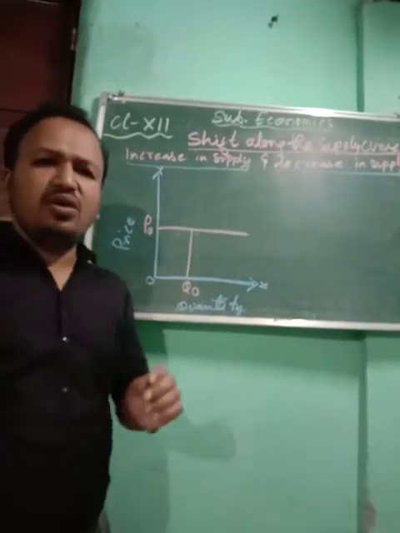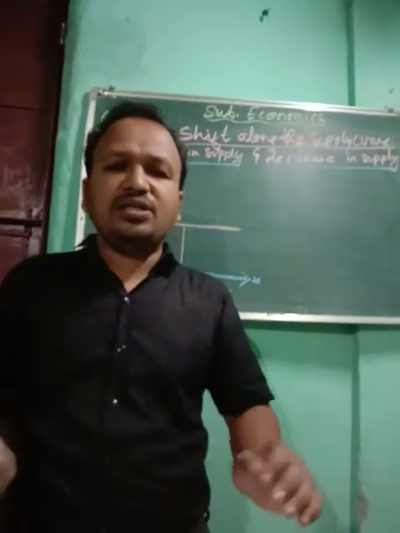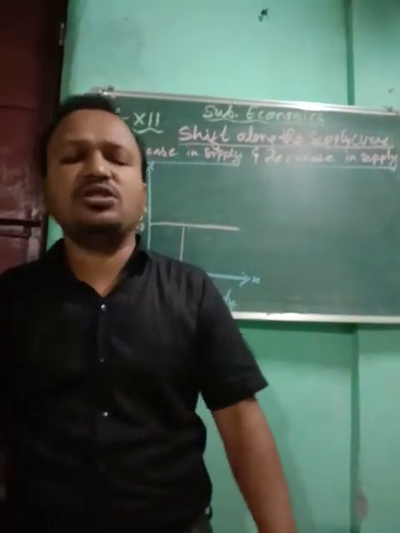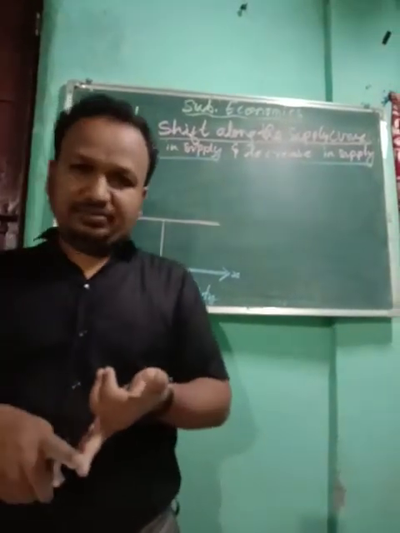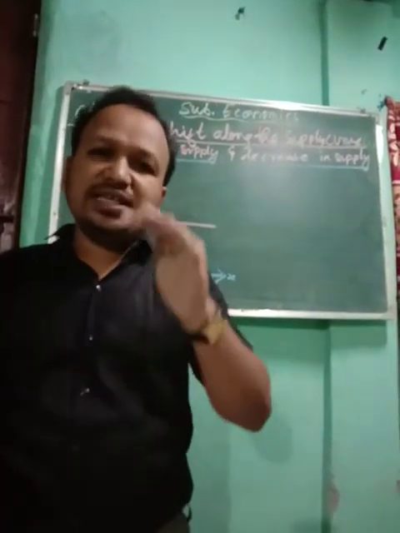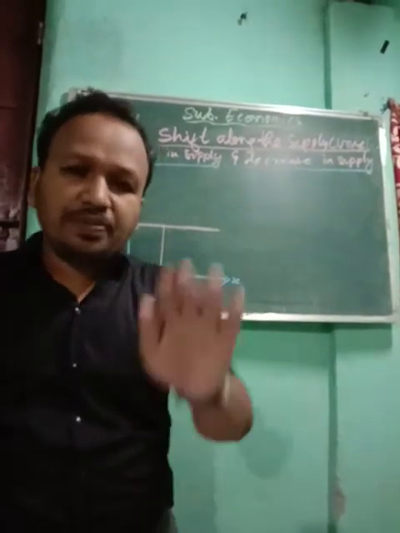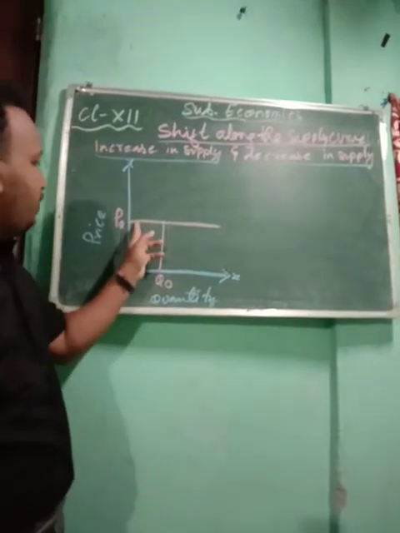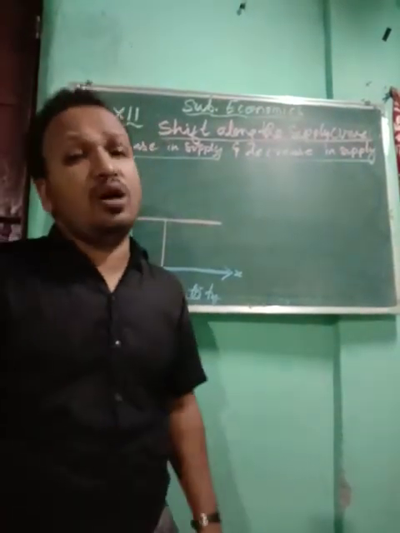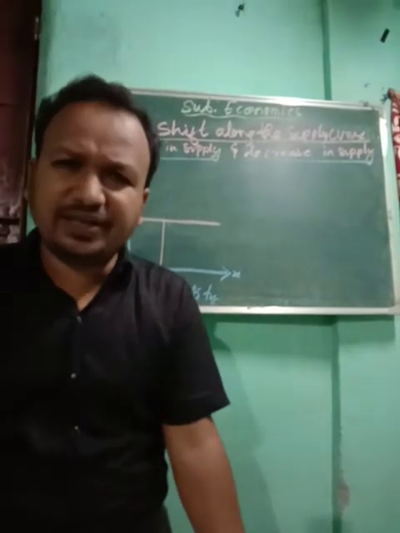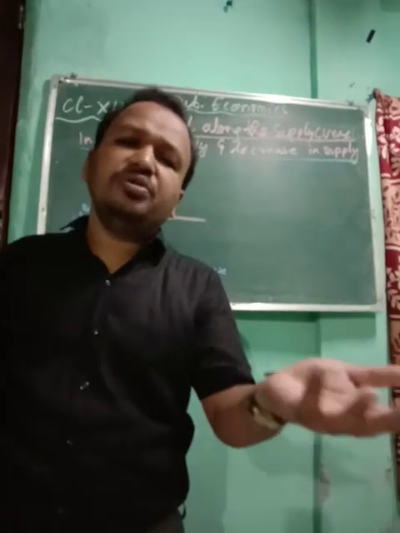Now what happened? The cost of production. Suddenly the cost of input, the cost of production, has decreased. The raw material charges, the tax, the labor charges have decreased. As a supplier, your cost of production has decreased, and at the same price you will be ready to supply more commodity, because now you are going to get more benefit. Before, the cost of production was more, so you were earning less profit.